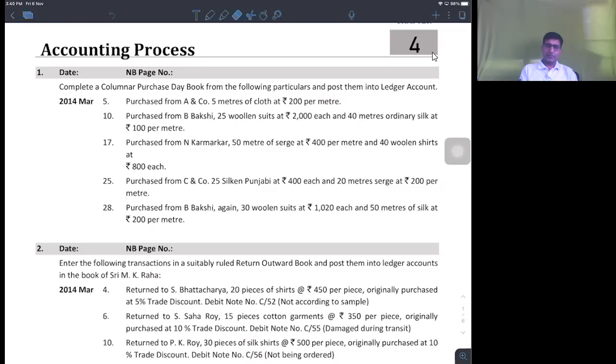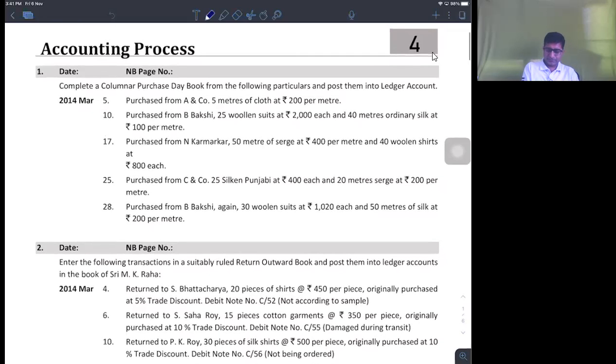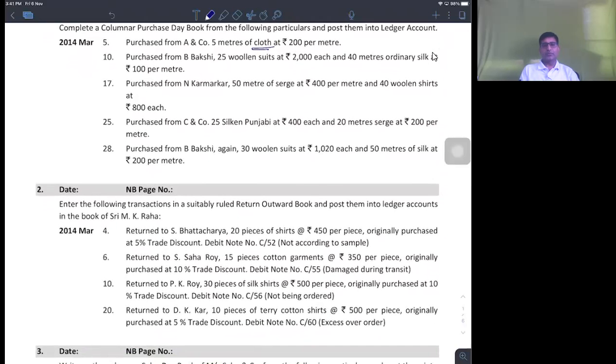Complete a columnar purchase day book from the following particulars and post them into the ledger accounts. You have to prepare a columnar purchase book. That means you will not only have the column for the purchase, but also you'll have the column for the respective product. Now you have purchased on March 5th from A & Company 5 meters of cloth at 200 per meter. So the first product that we have in here is this cloth. Then purchase from B Bakshi 25 woolen suits of rupees 2000 each and 40 meters of ordinary silk at rupees 100 per meter. So we have got another product here, that is woolen suits and silk.